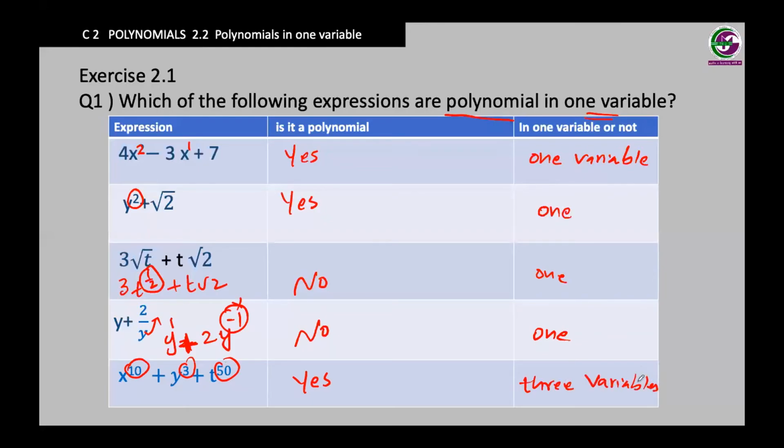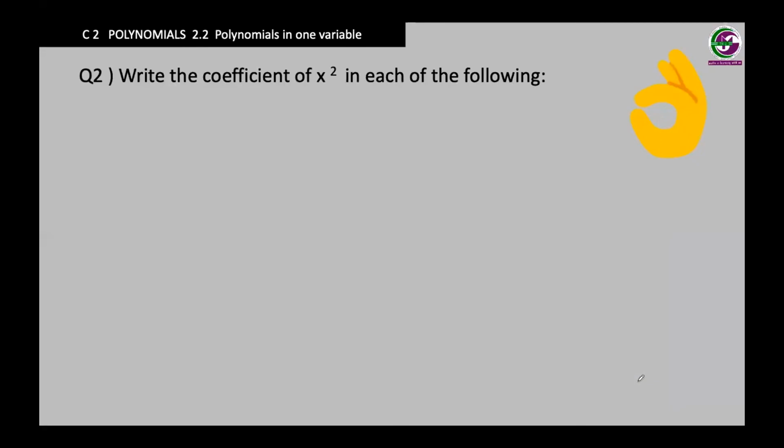Okay, now let's see what's question 2. Write the coefficient of x squared in the following. Okay, first one, x squared. With x squared, there is no number, which means you can write it as positive 1 or simply 1. So the coefficient of x squared is 1. Next one, the coefficient of x squared, again there is no number, but you have to consider this negative sign. So the coefficient of x squared here is negative 1.